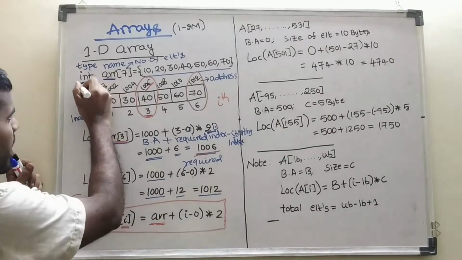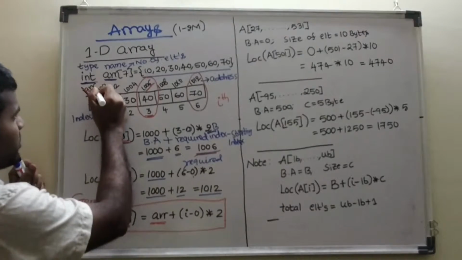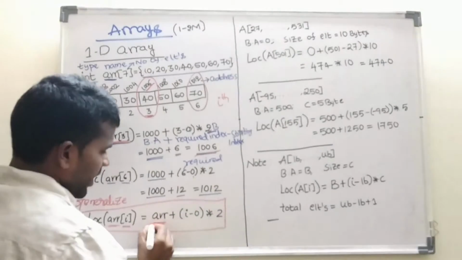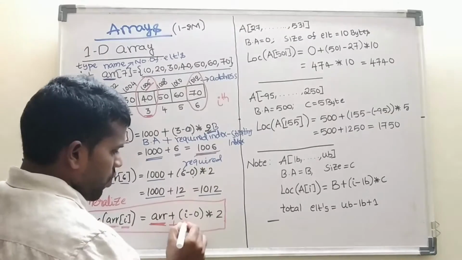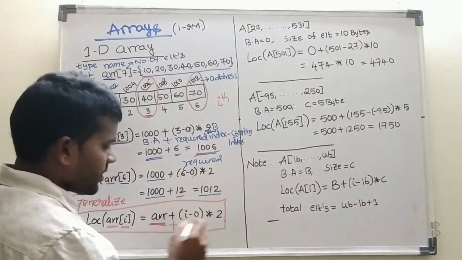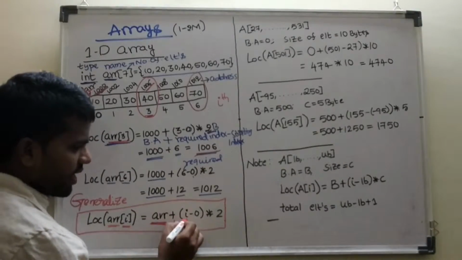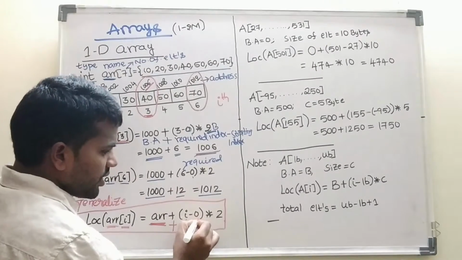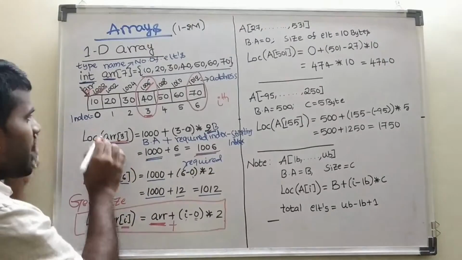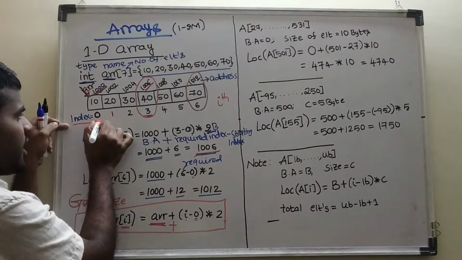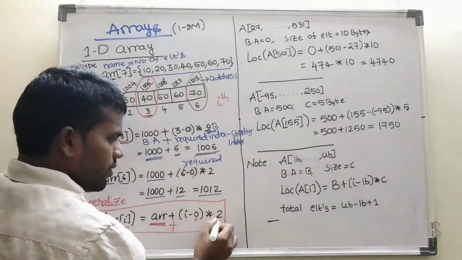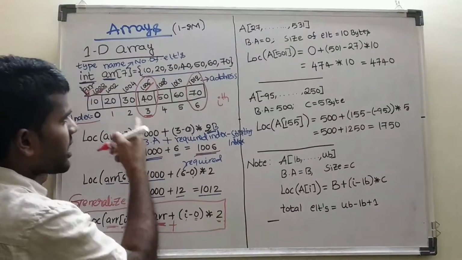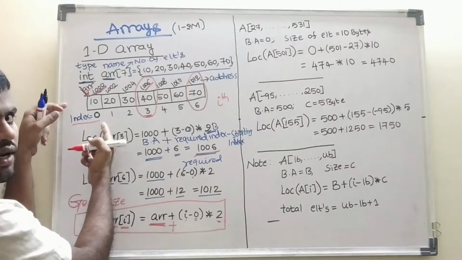Array always points to the first value, that is the base address. So array plus what is this? The required index. What is the required index? I is the required index. What is this? 0. This is the starting index of the array. This array is starting at 0 index, into what is this? Capacity. What is the capacity in this particular example?